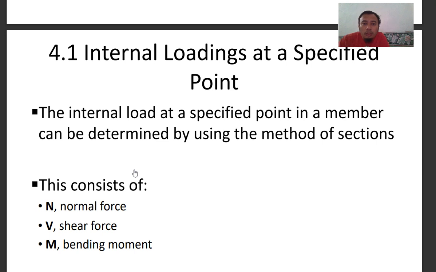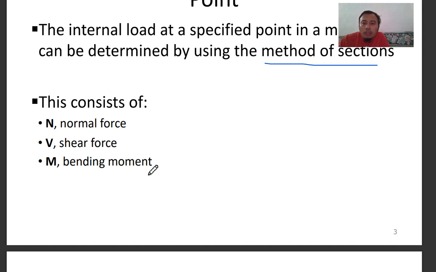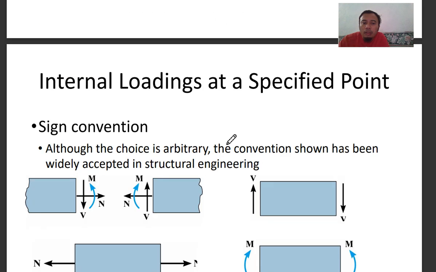So, internal loadings at a specified point. The internal loading at a specified point in the member can be determined by using the method of sections. Almost similar to the method of sections in truss. And when you are sectioning the member, there will be normal forces, shear forces, and then a bending moment. So these three forces are what you're going to find the value of.